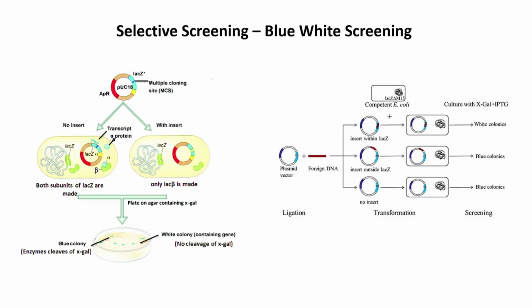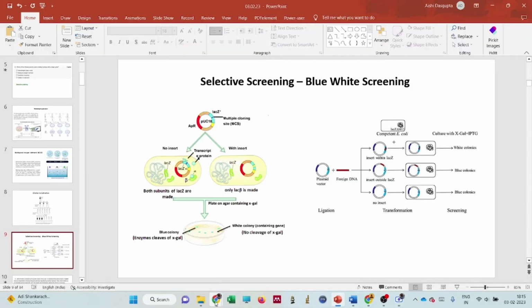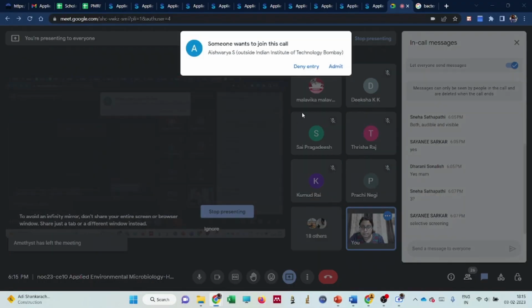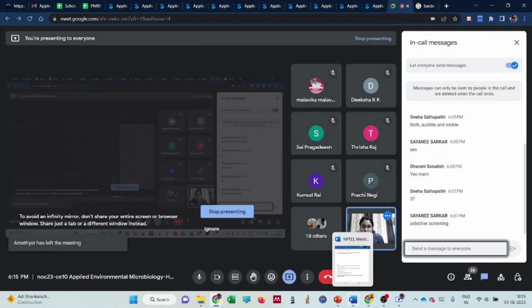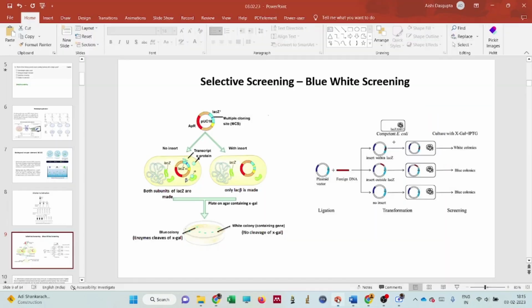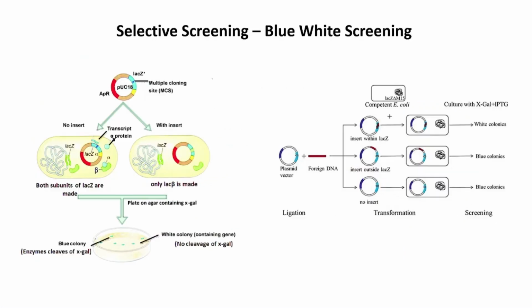When we're talking about a particular target gene, we are moving to molecular biology. And the one selective screening that came to my mind was a blue-white screening. So if you know blue-white screening, great. But if you don't, I'll explain a little bit.